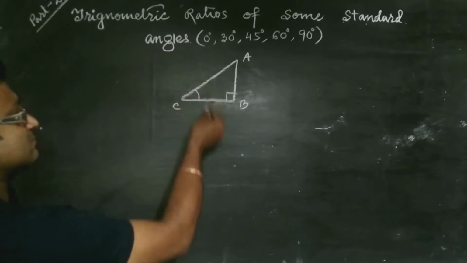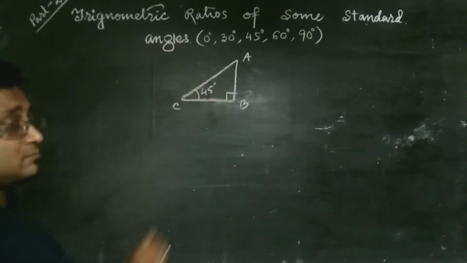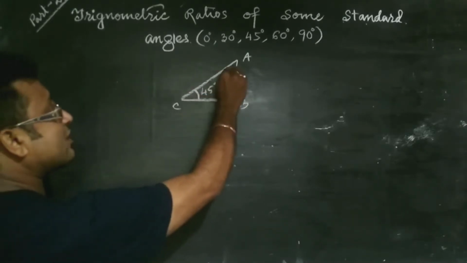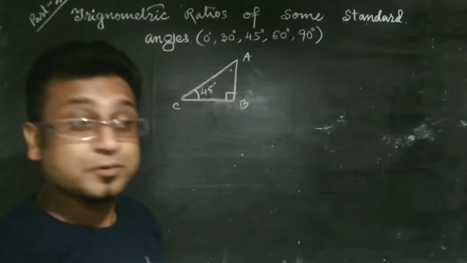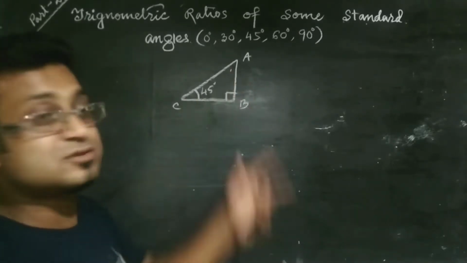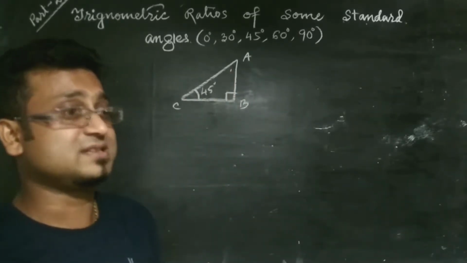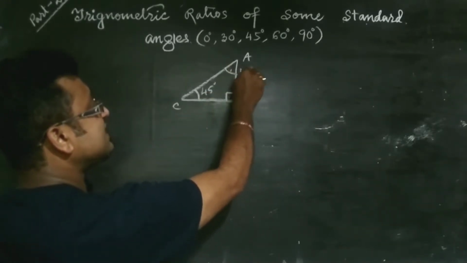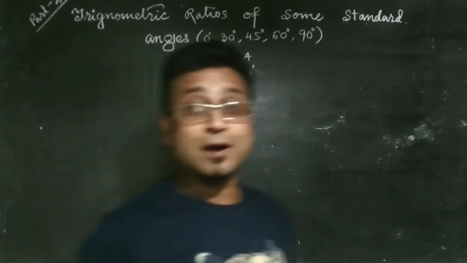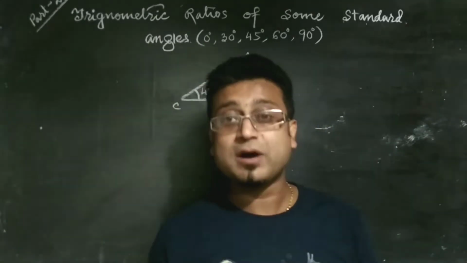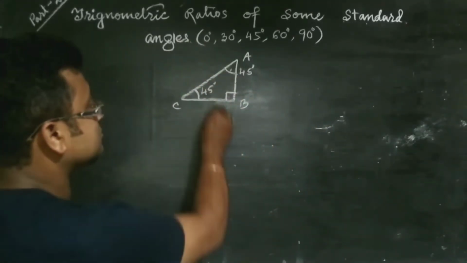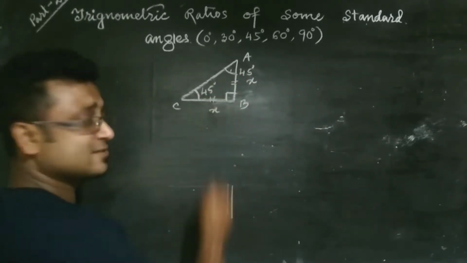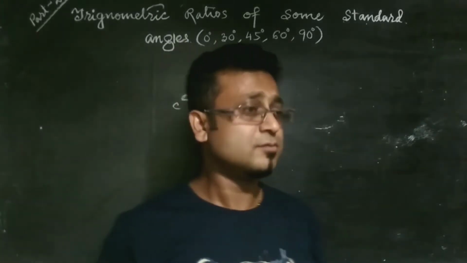Now angle C, suppose it is 45 degree. Now you say this is 90, this is 45, then what will be the measure of this angle? All of you know from lower classes that the sum of three angles will be 180. Since the sum of three angles is 180, so 90, 45, this one also must be 45. Fine. Now what I have drawn is actually an isosceles triangle, because these two angles are equal, so these two sides are equal. Let it be x, let it be x. Any doubt, anyone? I don't think so.